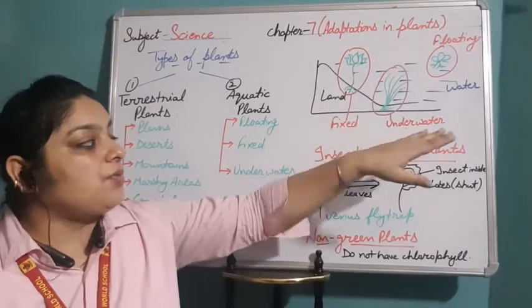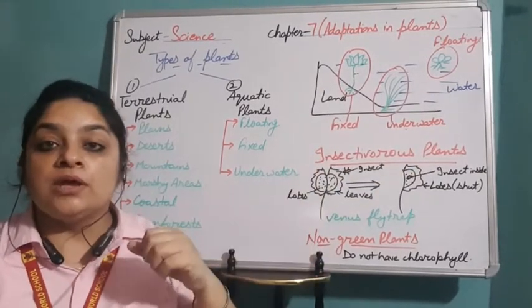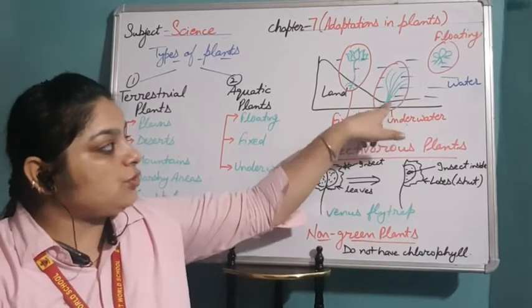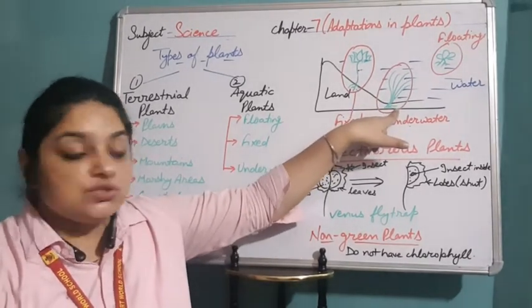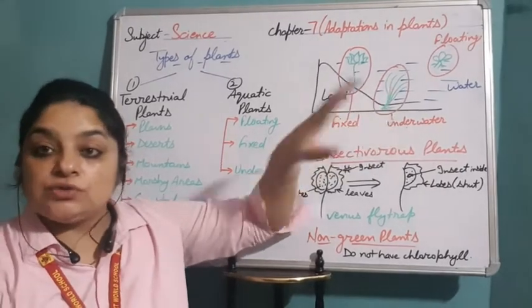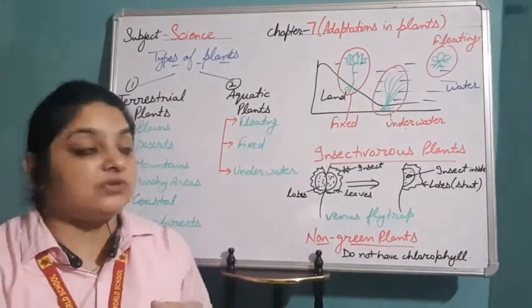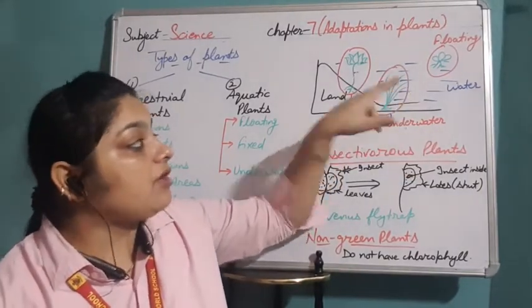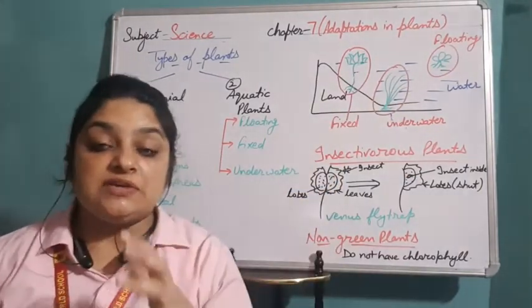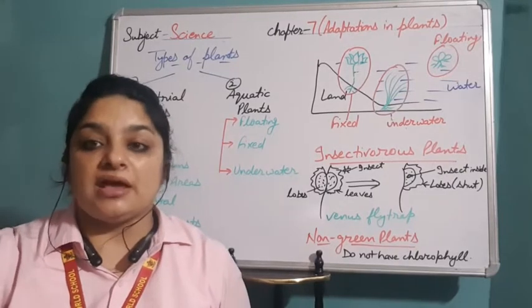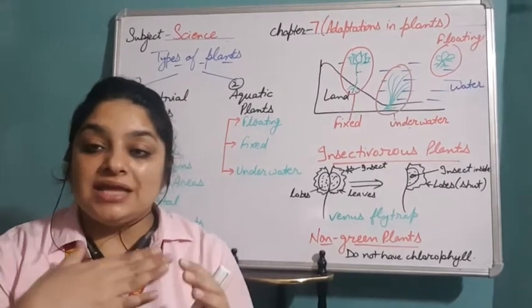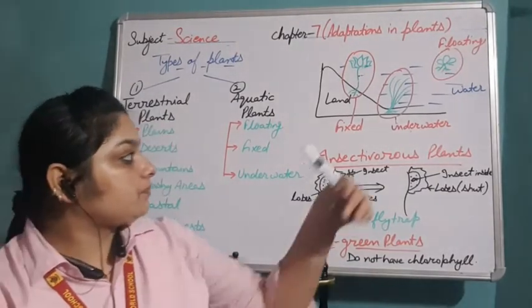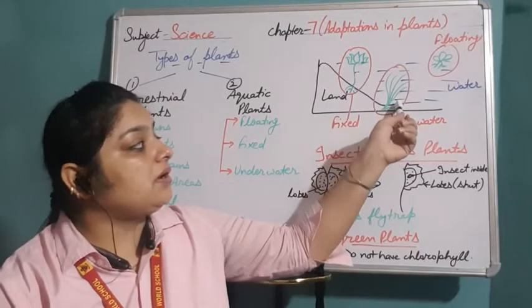Second one is underwater. Underwater plants are the ones which grow under the surface of the water, and their roots are fixed into the bed of the soil. So they get their nutrition from this only. They do not have stomata. They breathe with the help of their surface. One more property of these is that their stem and leaves are ribbon-like, very flexible, so that they can move along with the current of the water. For example, take grass.